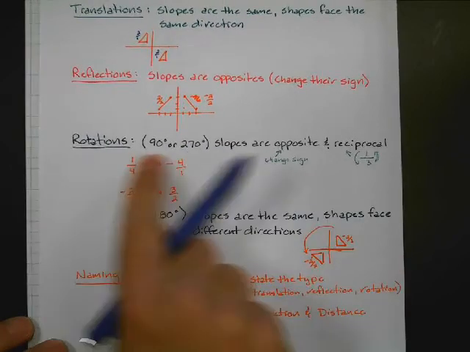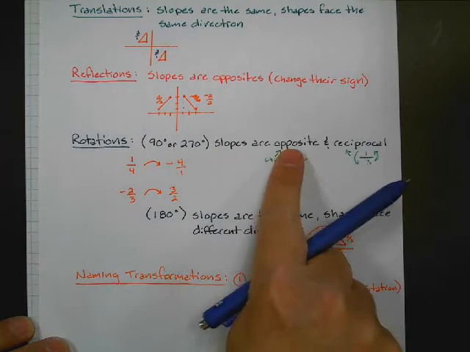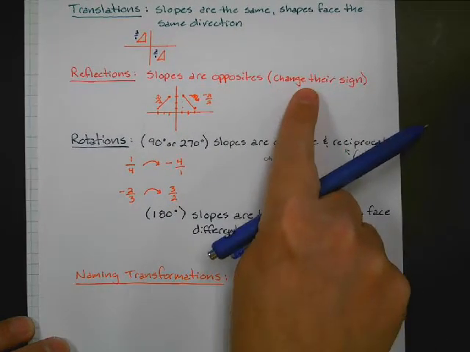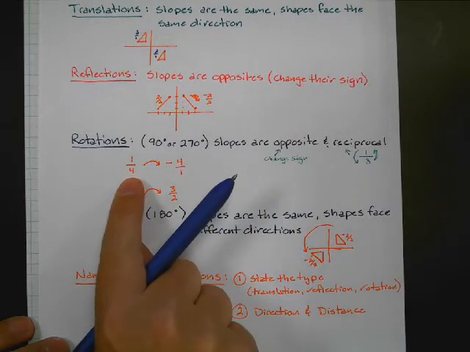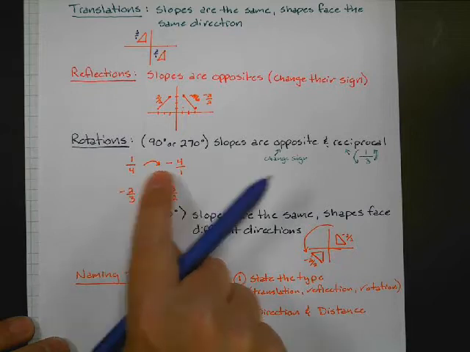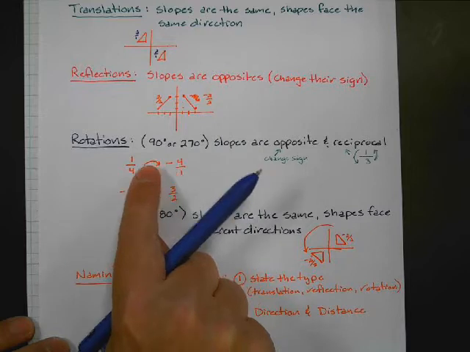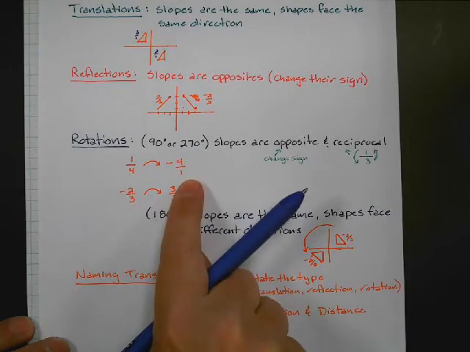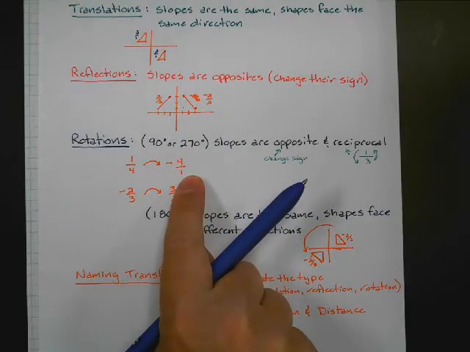A rotation of 90 or 270 means that the slopes are going to be opposite and reciprocal. Opposite, we said, is changing their sign. Reciprocal adds something new into it. That means the numerator and the denominator are going to switch places. So let's say you're looking at one with a slope of 1/4. The opposite reciprocal of that would be negative 4/1, because opposite means this is positive, this is negative. Reciprocal means we flip the numerator and the denominator. So 1/4 becomes 4/1, which is just 4.